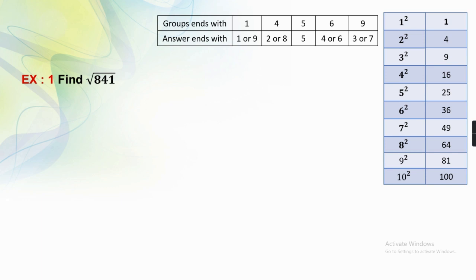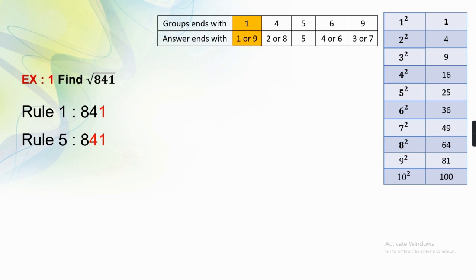Let's see the first example, to find the square root of 841. By rule 1, the unit digit of 841 is 1. And by rule 5, we have to split the pairs from right to left, that is, 8 is one pair and 41 is another pair. And by rule 3, the digital root of 841 is 8 plus 4 is 12, and 12 plus 1 is 13, and 1 plus 3 is 4. So, the given number is clearly a perfect square number.